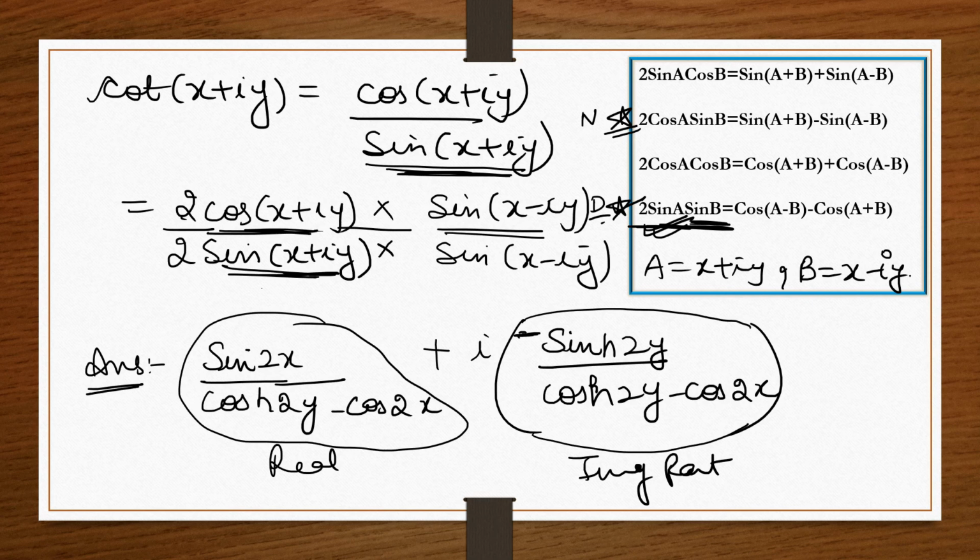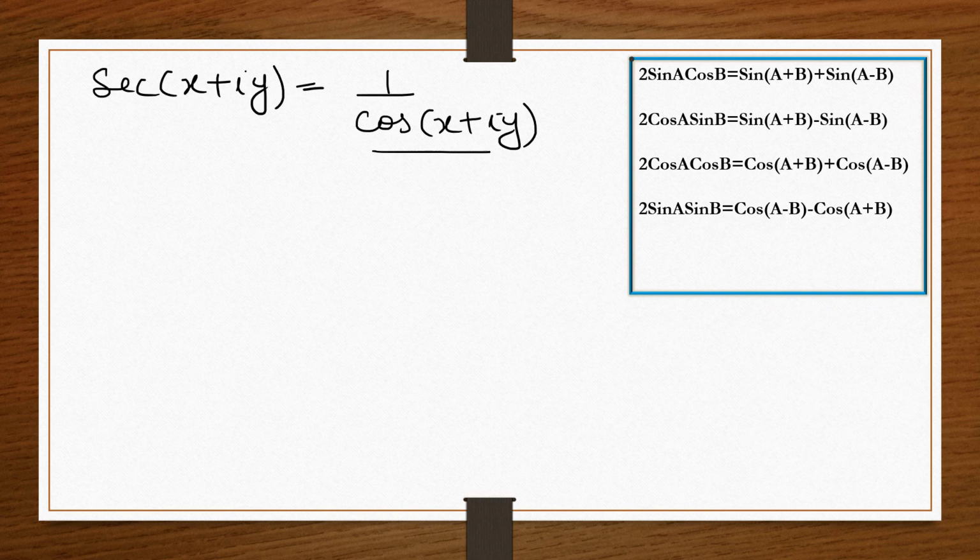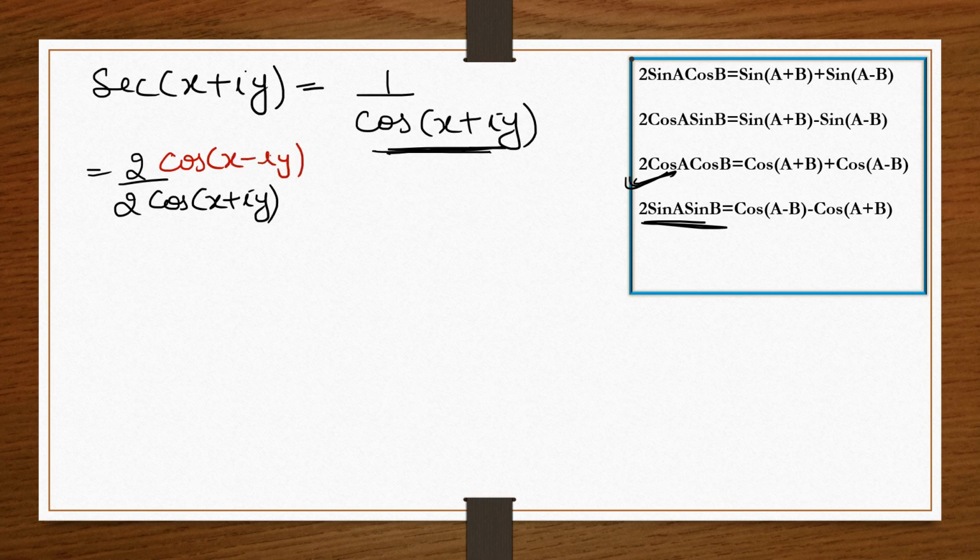The next we'll do for secant. So how to separate the real and imaginary part of secant(x plus iota y)? Again, can I write this as 1 over cos(x plus iota y), right? Now, again, we'll use the same formulas. I need this form here because cos is already given, so you can't convert it to the other. So first of all, multiply and divide with 2. Along with that, I'm multiplying and dividing with cos(x minus iota y).